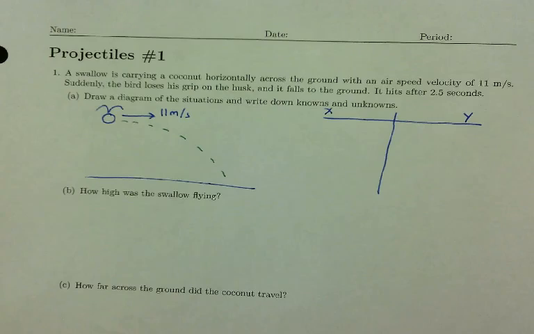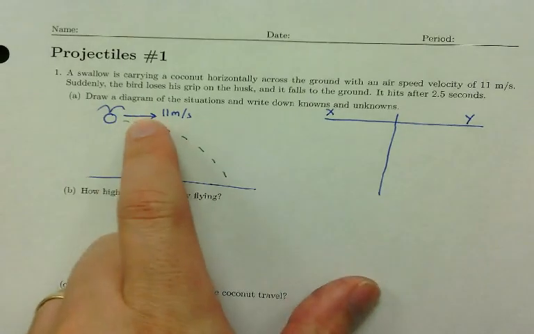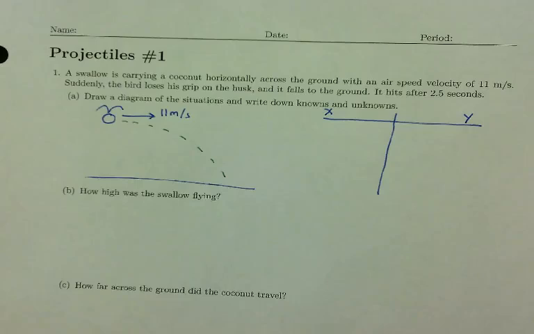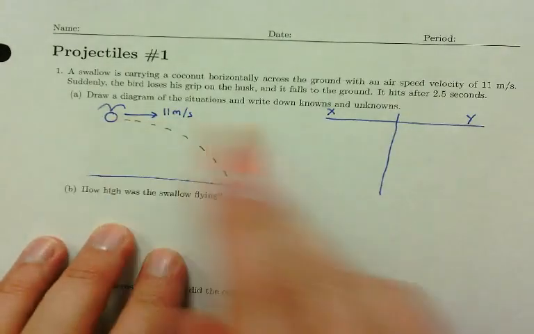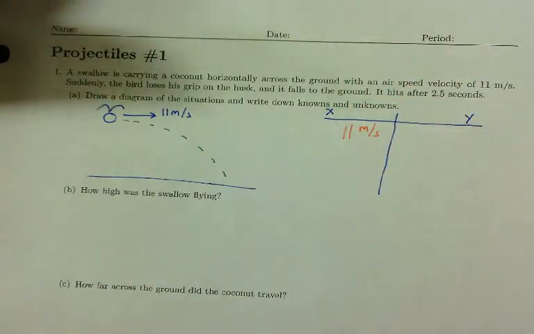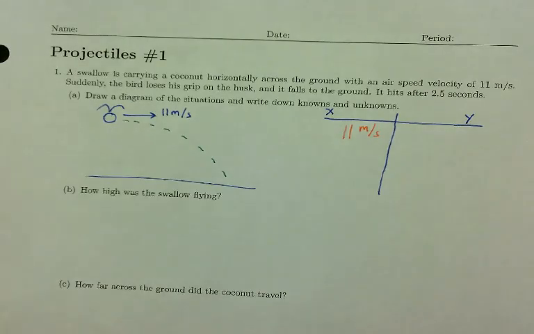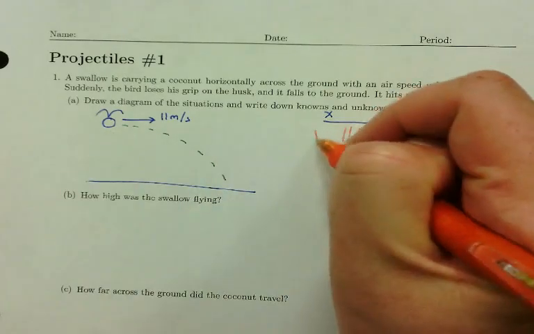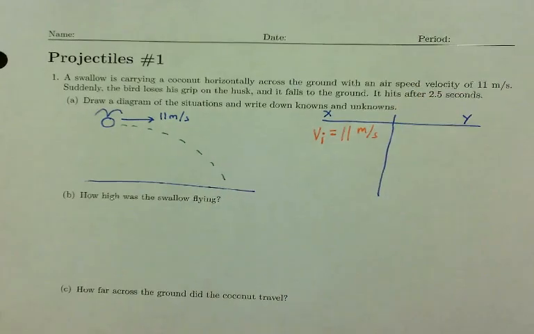All right, let's look at our problem and see what knowns and unknowns we can get from this. The one I've drawn in my diagram is 11 meters per second. The first thing I want you to ask is, is this 11 meters per second an x direction or a y direction? Well, horizontal is x. So I'm going to say 11 meters per second is an x number. And it's a velocity, at the beginning of the picture, so I'm going to call it a VI.